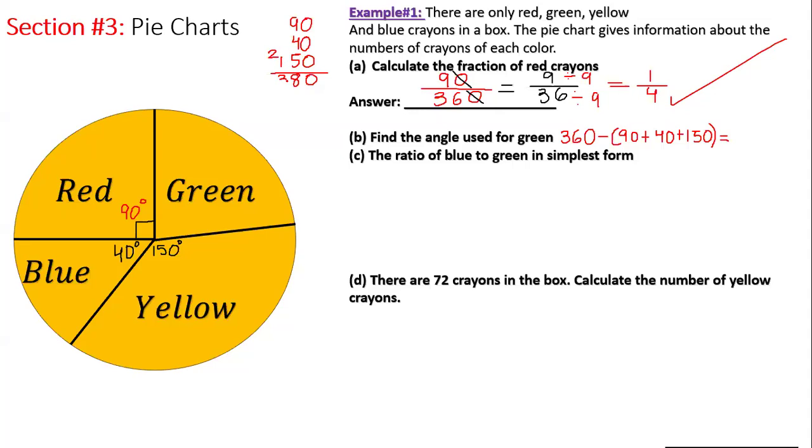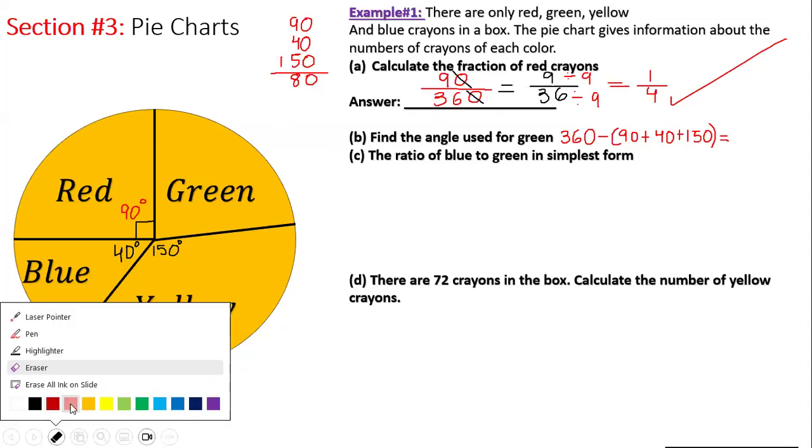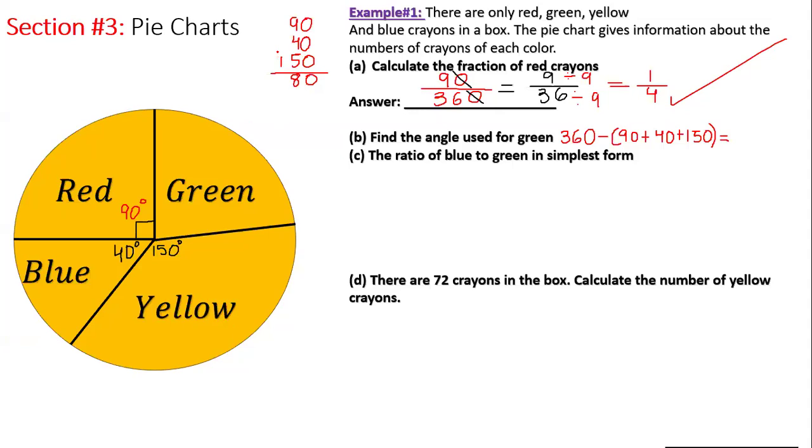2 plus 1 is 3? No, that made no sense. You put a 1 there. 9 plus 4 is 13. 13 plus 5 is 18, yeah. And then 1 plus 1 is 2. So it's going to be 280.